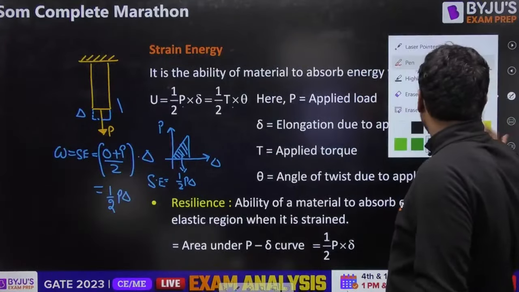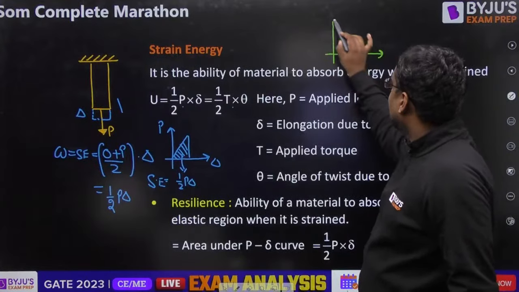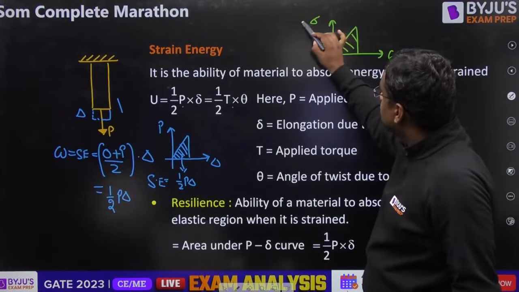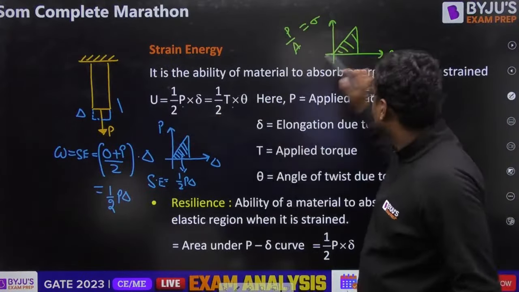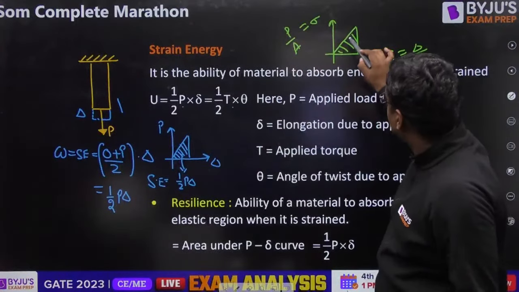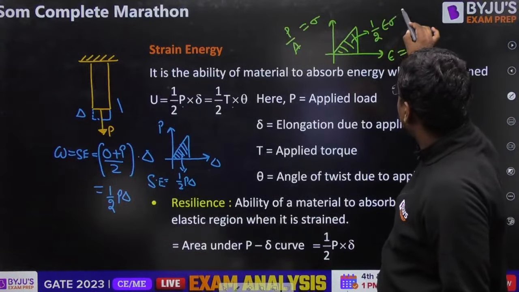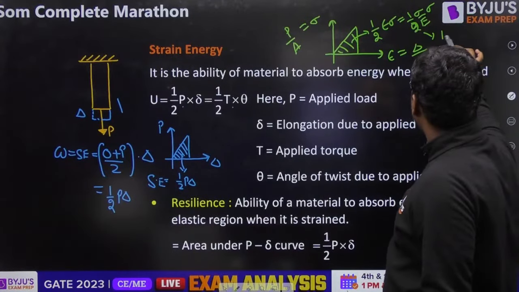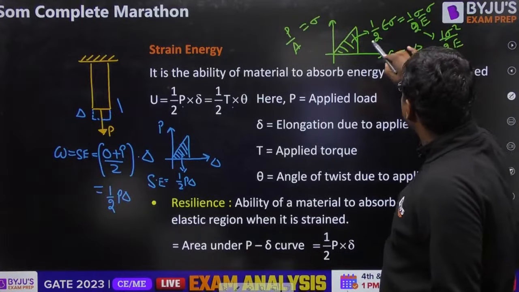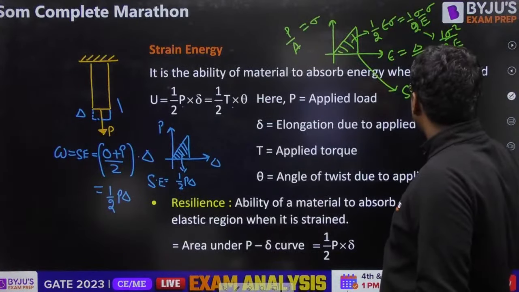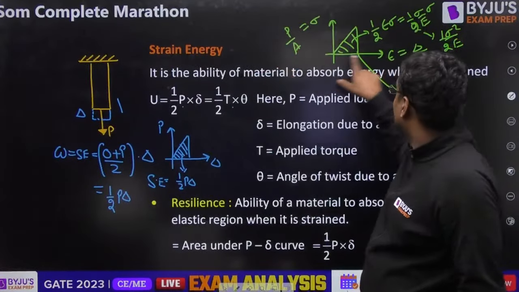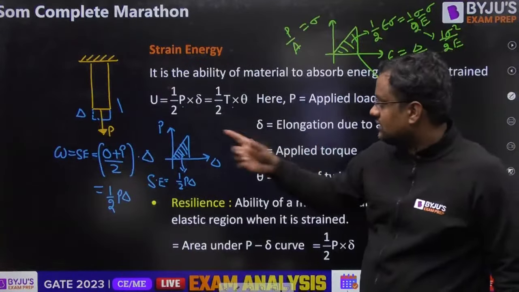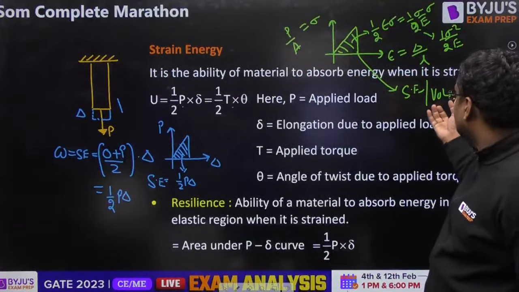So this is half P into delta. Now see one more thing. For a linear elastic material, the stress-strain curve is also linear. This is P by A, and this is delta by L. The area, half base into height, can be written as half sigma into sigma by E. So this is half sigma square by E. This is strain energy per unit volume, because P and delta make the strain energy, and the denominator, area into length, is the volume.